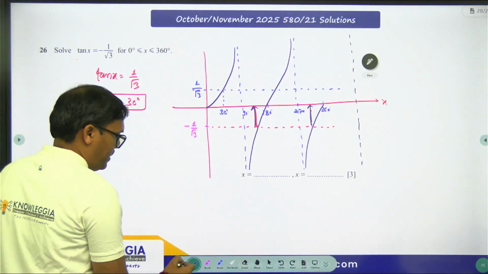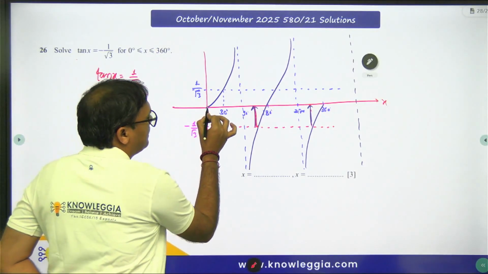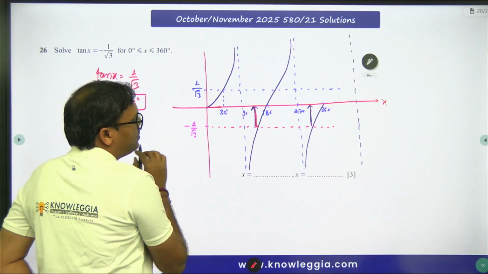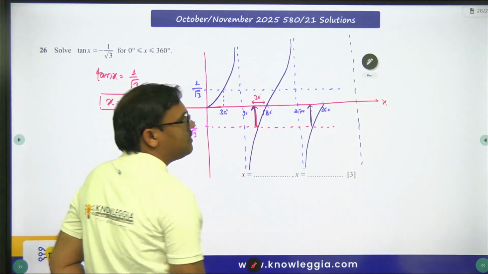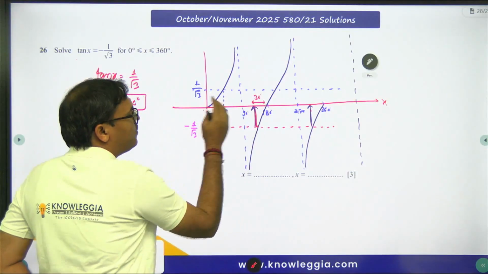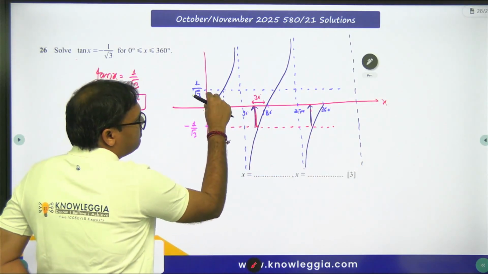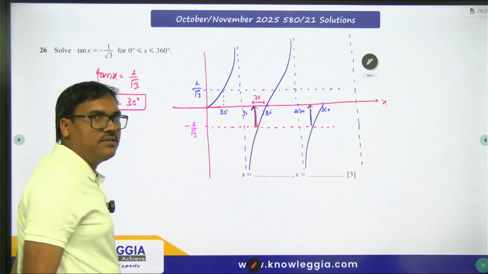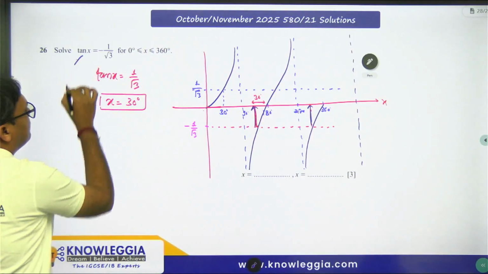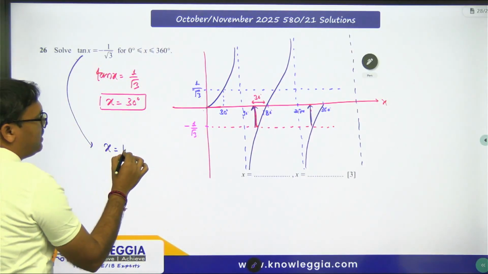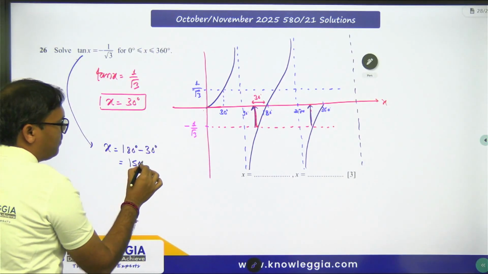Try to understand this symmetry. You can see this gap is of 30 degree. By symmetry, this gap will also be of 30 degree. This is 0, this is 180, and we know the tan x graph repeats after 180 degree. So what is the value which is 30 degree less than 180? The answer for this will be 180 minus 30 degree, which is equal to 150 degree.